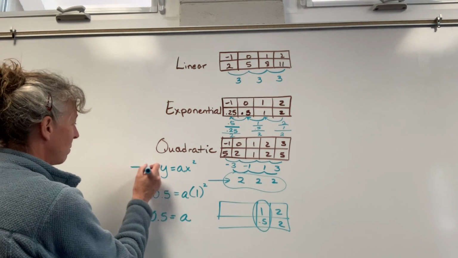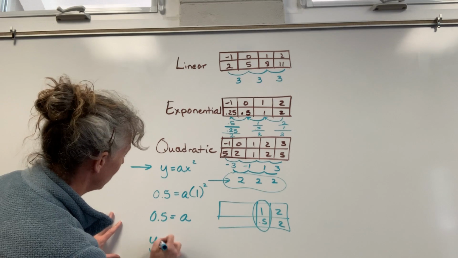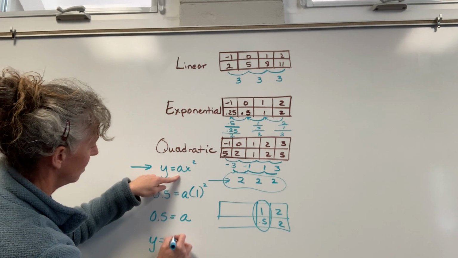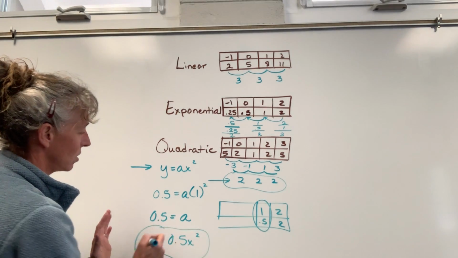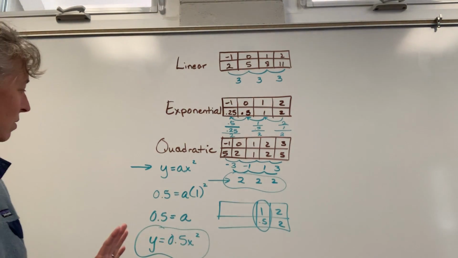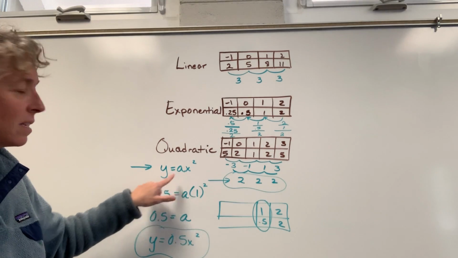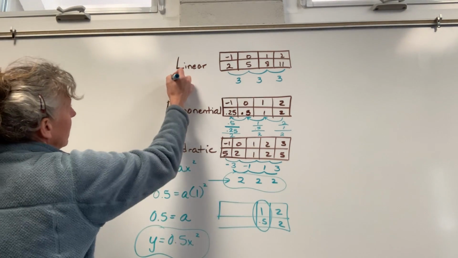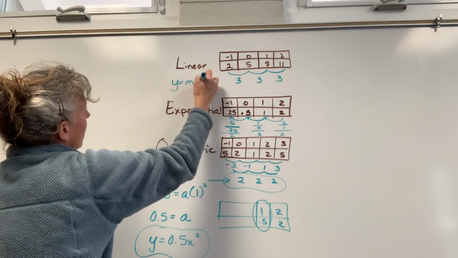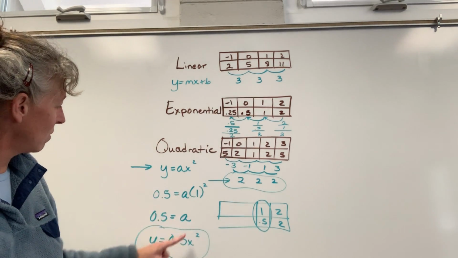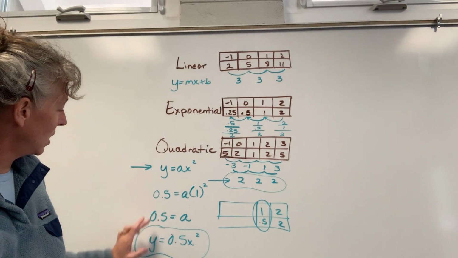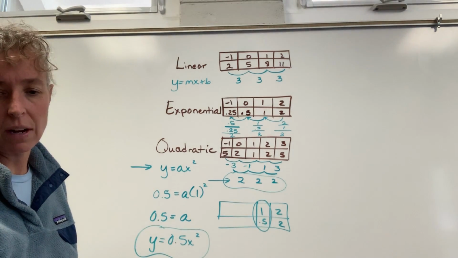I can go ahead and write my equation again. y equals, what's a? 0.5 times x squared. And now that looks like a quadratic equation, right? So when I have to do my equation, I go ahead and plug an x and a y in. Or if you were doing linear, it was y equals mx plus b, right? Plug your x and y in and get the missing part of your equation, and then just rewrite your equation again with the missing part that you figured out, okay?